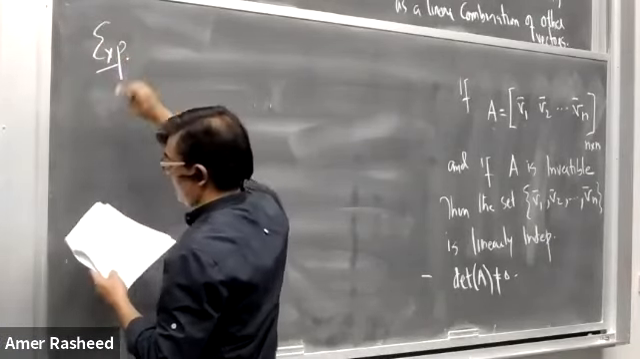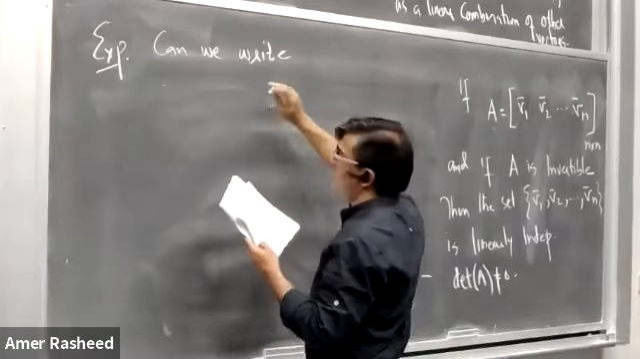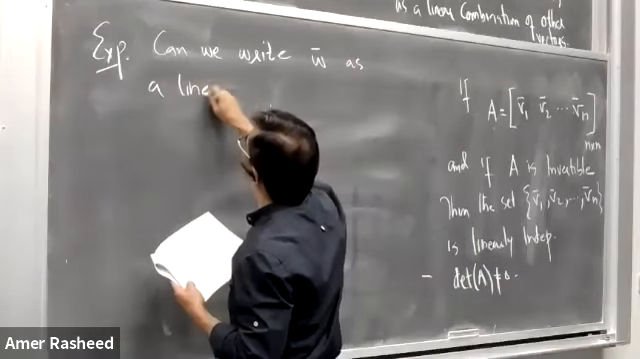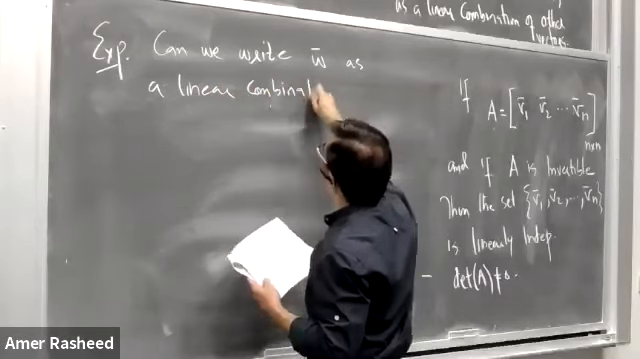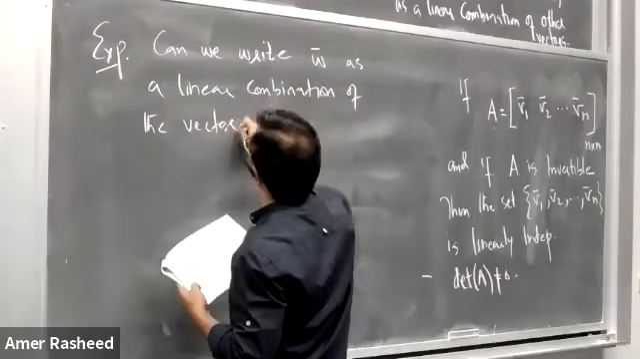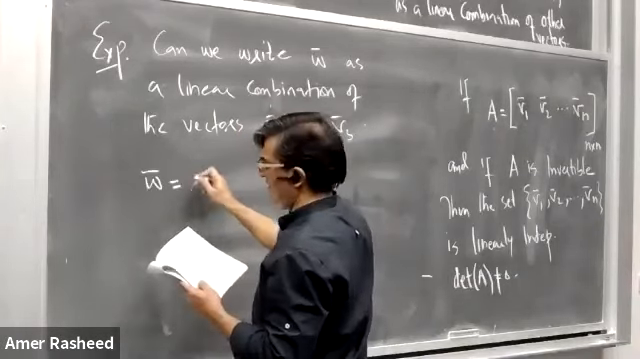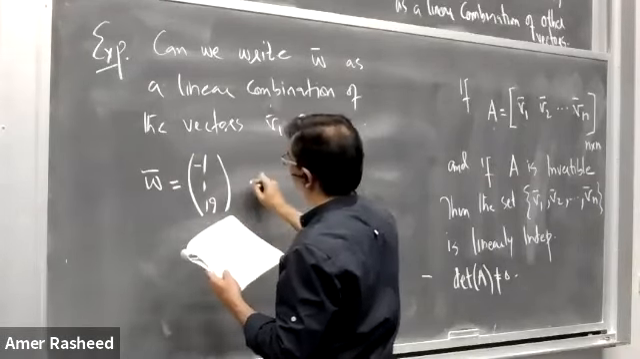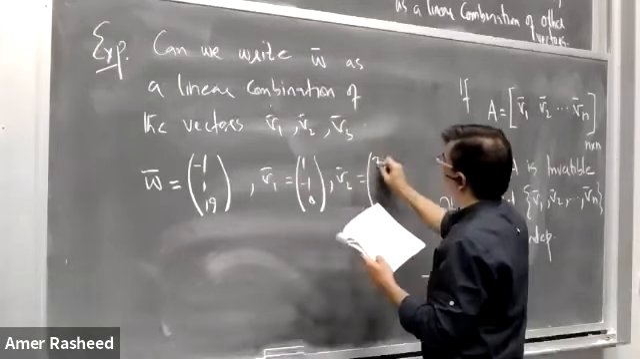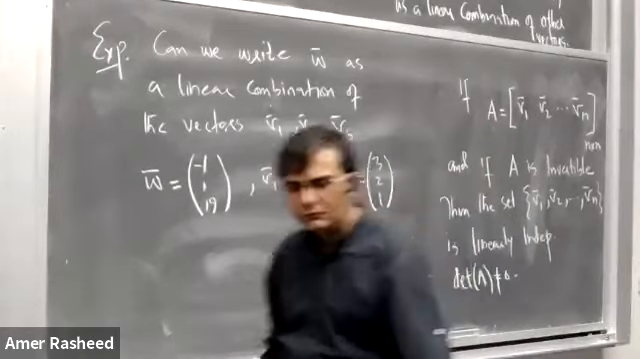Example. Can we write W as a linear combination of the vectors v1, v2, v3, where W is -1, 1, 19, v1 is 1, -1, 0, v2 is 3, 2, 1, and v3 is 0, 1, 4. Okay, what do we do?